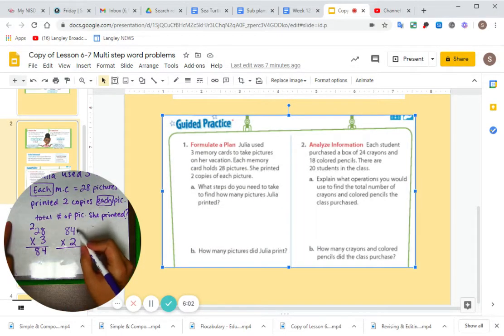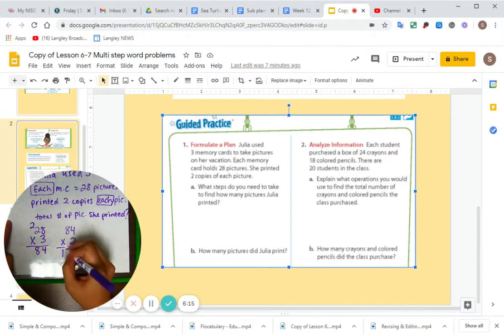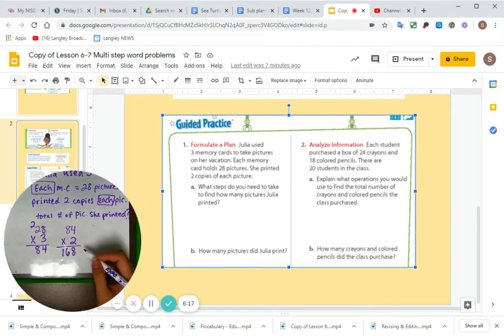Okay, 2 times 4 equals 8. Good. And then 2 times 8 equals what? 16. Good job. All right.